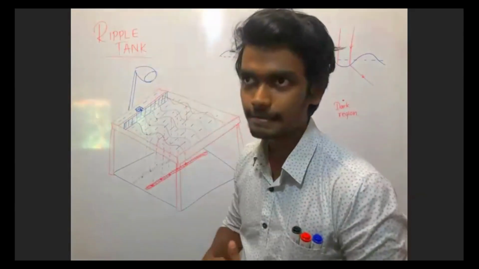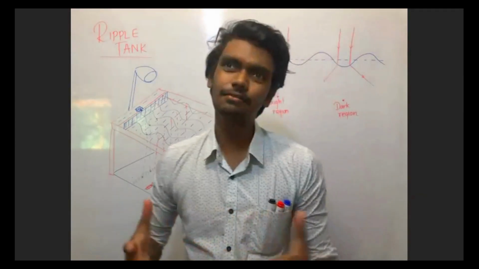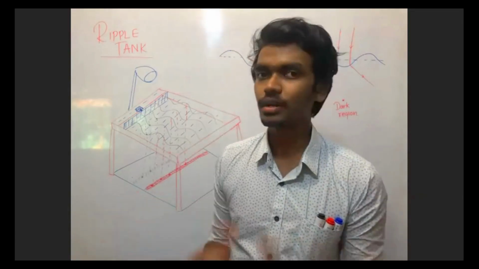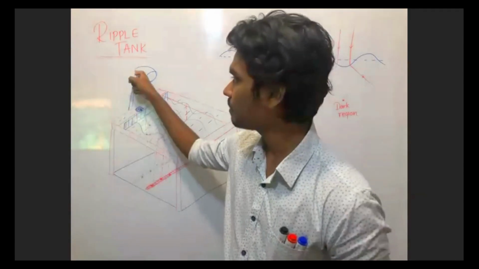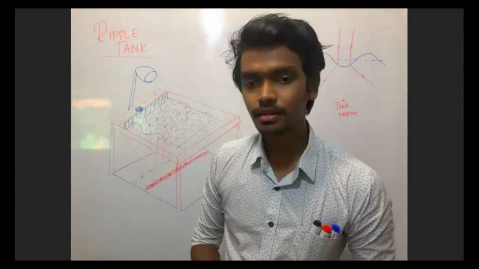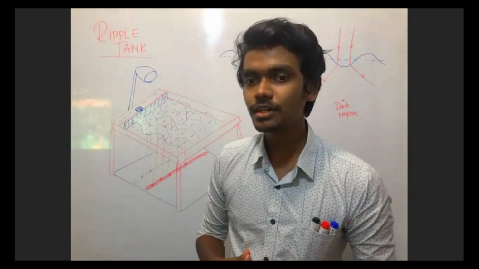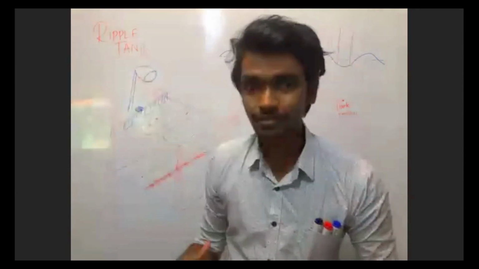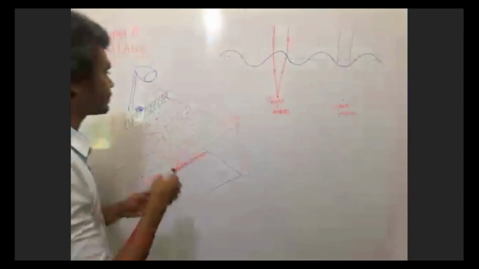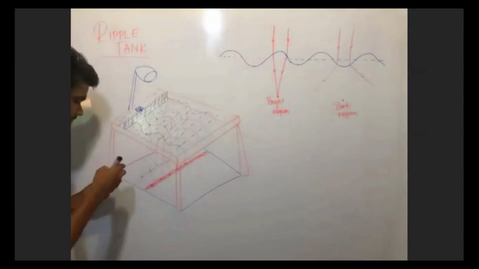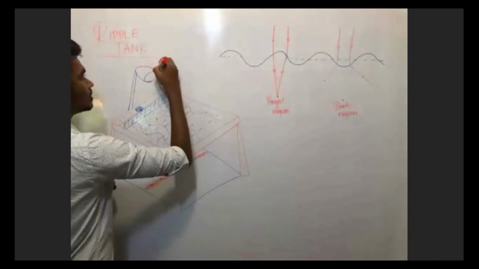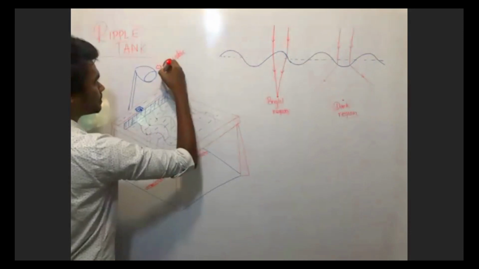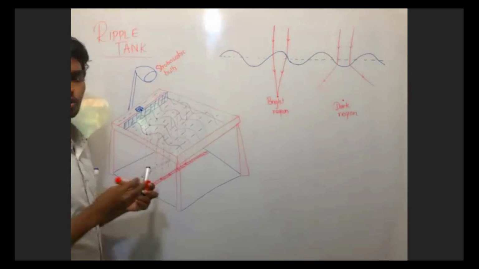This bulb, when it comes to a ripple tank, as the bulb we are not going to use a normal bulb. We'd be using some kind of a sophisticated bulb, which we call a stroboscopic bulb or stroboscopic lamp.